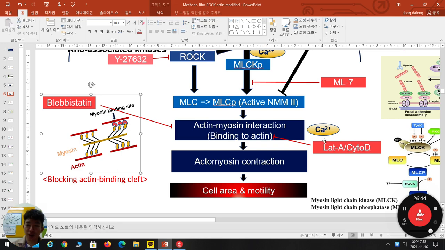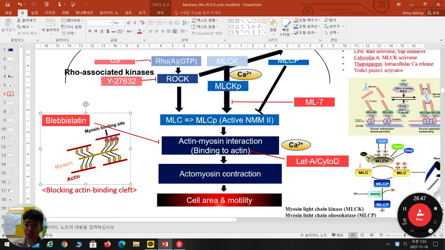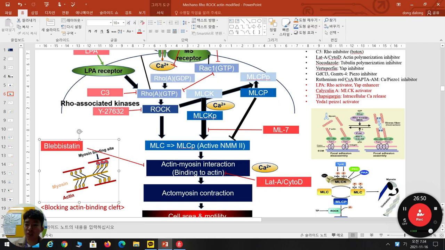And in the case of LatA and Cyto-D, these are actin polymerization inhibitors. They make this red actin a monomer. So even though the cell has power and myosin can attach to actin, the actin amount is even less. So they don't have any frame to transfer the power to the actin, right? This is another way to decrease actomyosin contraction. Even though myosin II tries to react, tries to start, to turn on, there is no attachment frame because LatA and Cyto-D inhibit the actin polymerization and make the actin go to the monomer side.